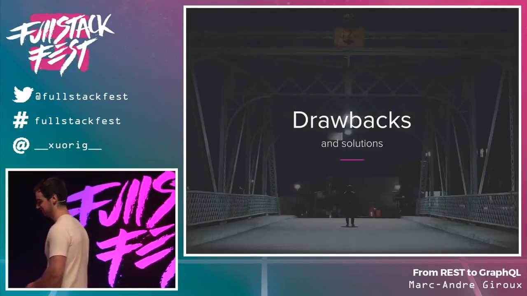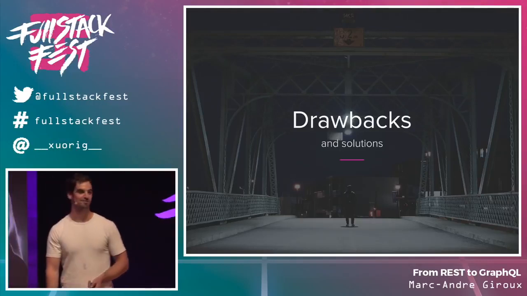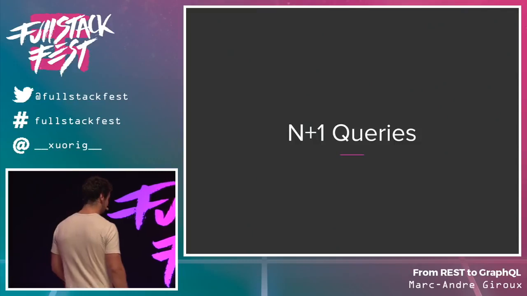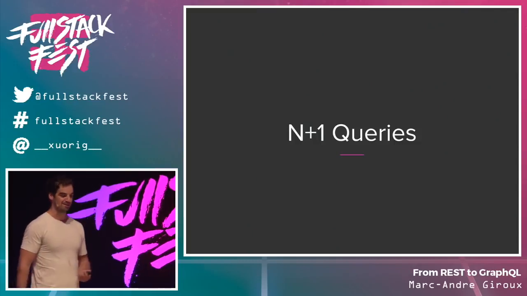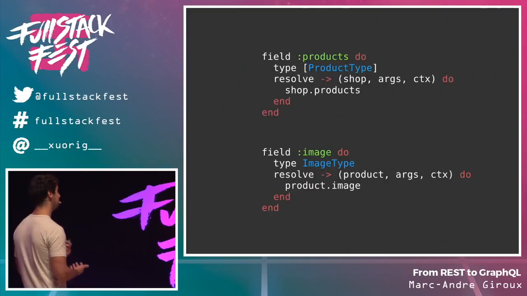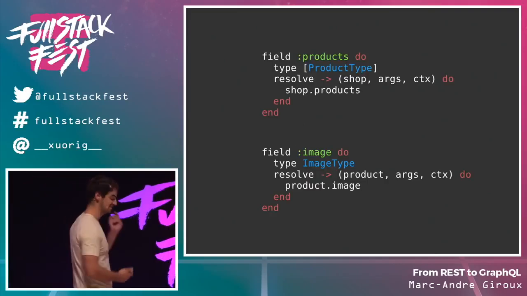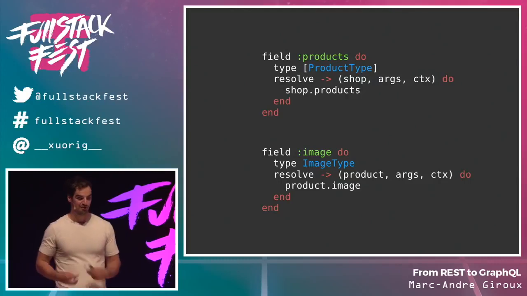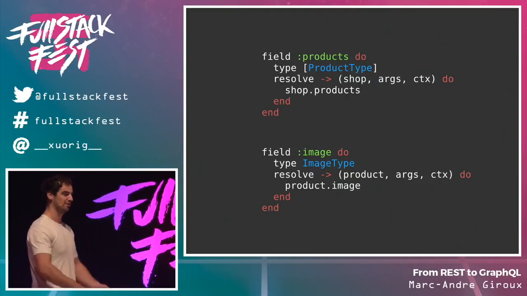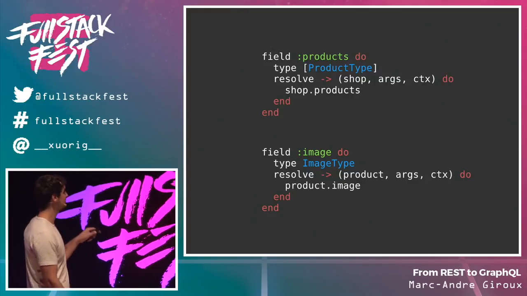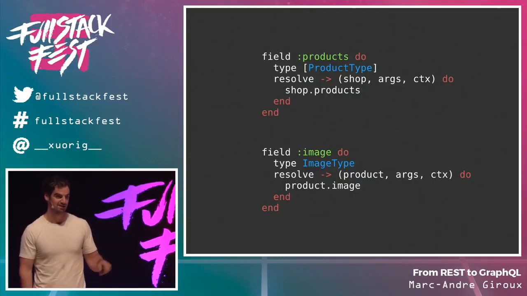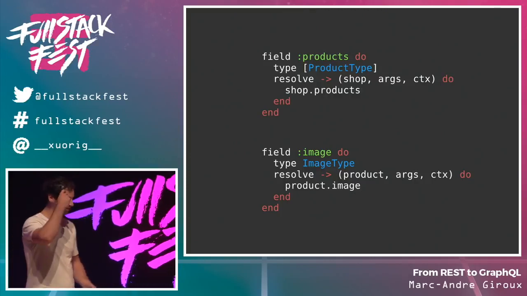So, drawbacks, because it's not a silver bullet, right? It has to have some disadvantages. If you implement a GraphQL server naively, you're going to run into a lot of n+1 queries. What I mean by that, I'll show you in this example. We have a field products on a shop type, and it returns all the products on a shop. We also have a field image. Imagine that one is on the product type, and it's simply product.image.